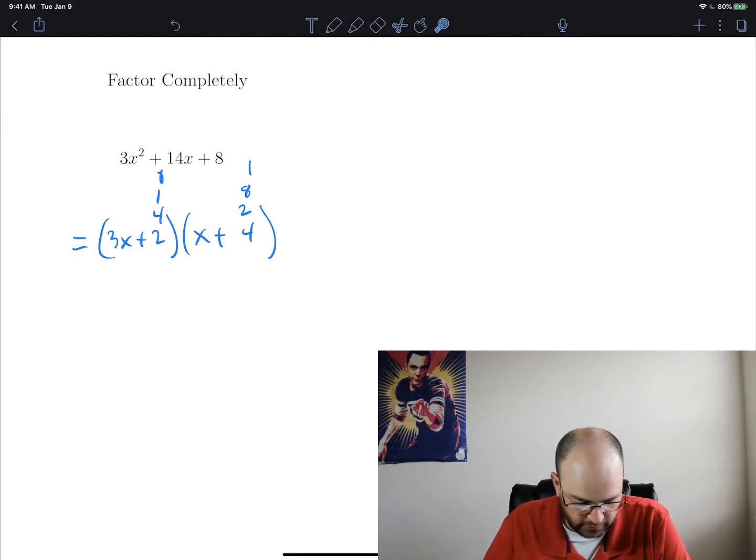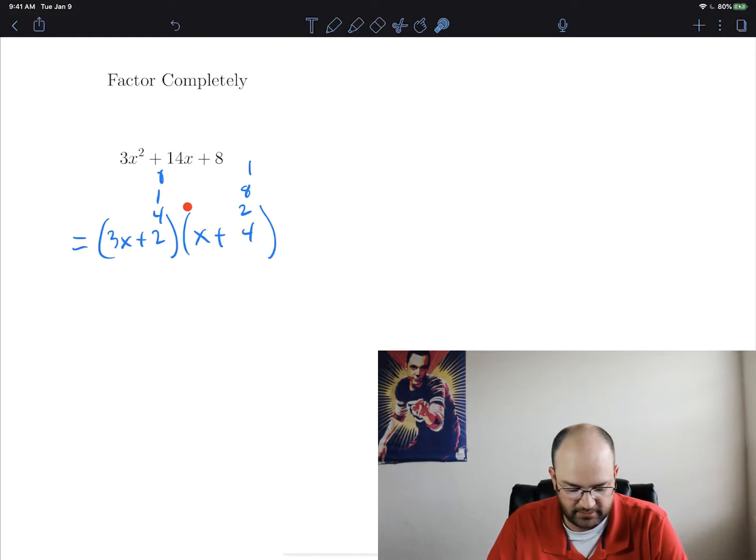But notice that if I FOIL this out, I'd have to do 3 times 4, which is 12, 2 times 1, which is 2, and oh, that actually happens to be the answer. So 12 plus 2 is 14. But if I did this the other way around, 3 times 2 is 6, plus 4 times 1 is 4, 6 plus 4 is 10. That doesn't give me the right answer.